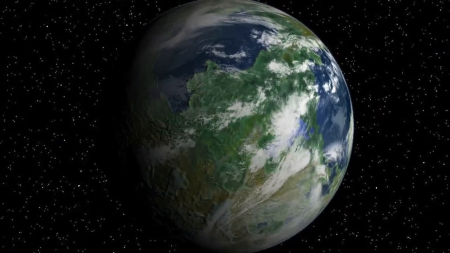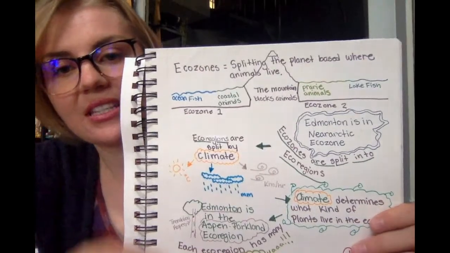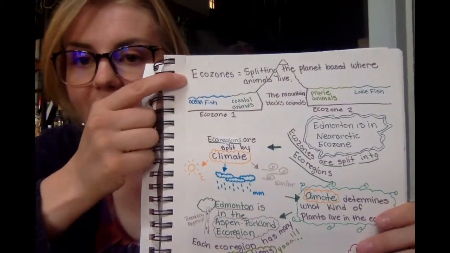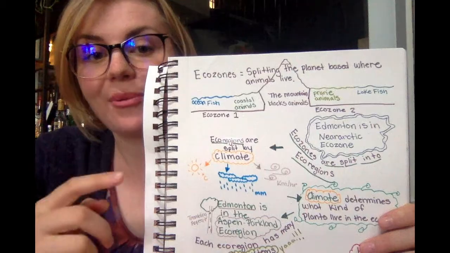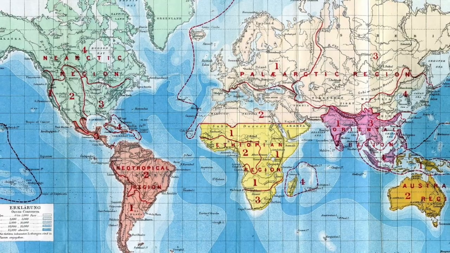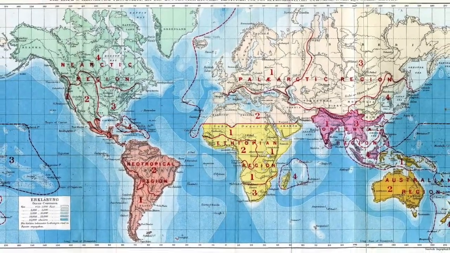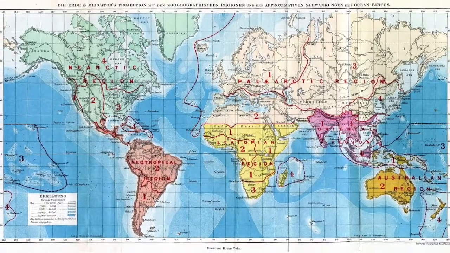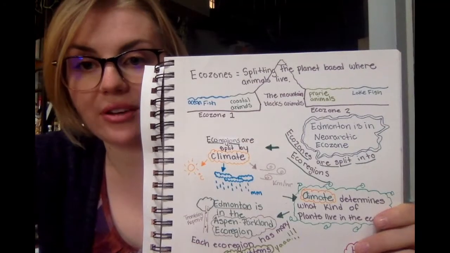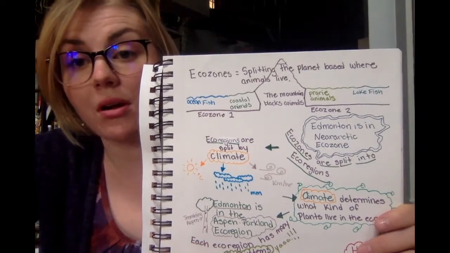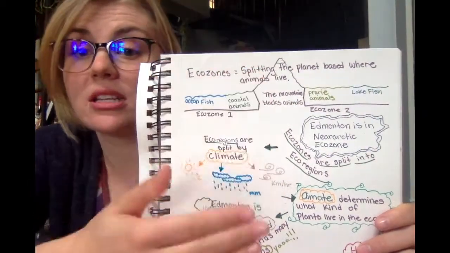The answer to what ecosystem we live in is actually a bit of a story. So why don't you follow along with this drawing that I made to learn what ecosystem is here in Edmonton. First, we need to learn what an ecozone means. This is coming from the World Wildlife Fund, which divides the planet into all these different ecozones. The way that they divide ecozones is by splitting the planet based on where animals live. So there are natural barriers that make animals not able to live in certain areas, like mountains or oceans.